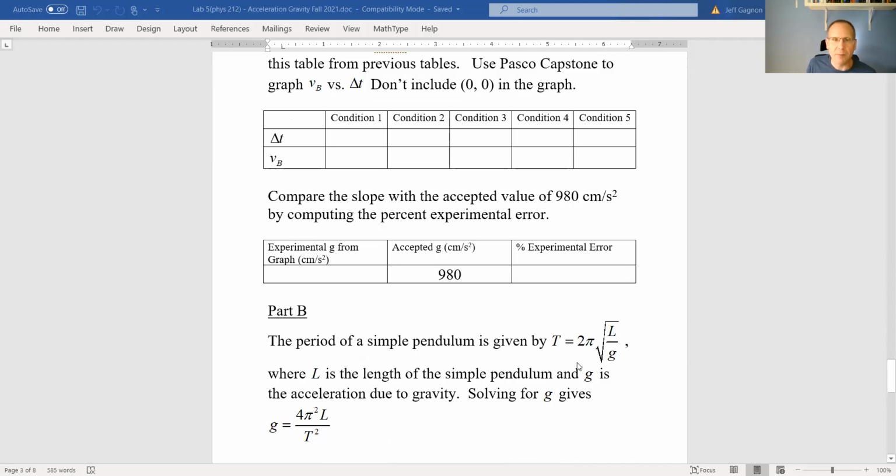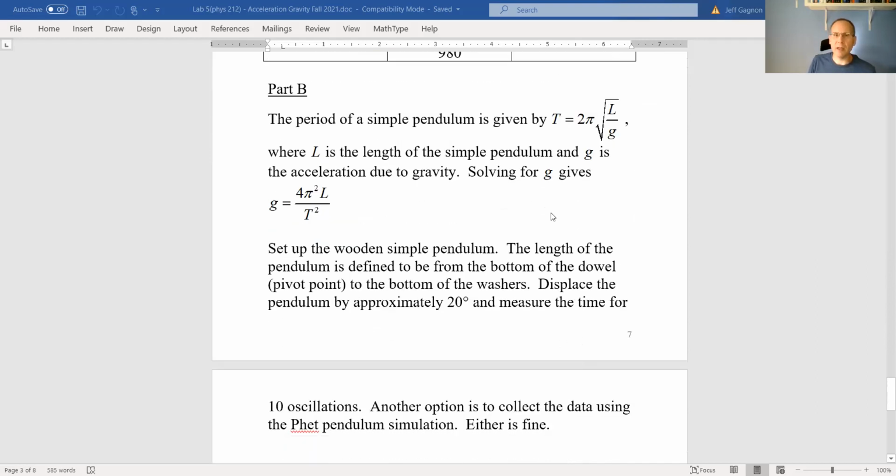Okay, now there's one other way that we can find g, or at least that we're going to do in this lab, and that's by using a simple pendulum. It turns out that the period, remember the period is the time for one oscillation, right? If you start on one side, release it, the time it takes to go to the other side and come back is the period, T. Well, that's related to the length of the simple pendulum and g, the acceleration due to gravity. In fact, the formula for the period is 2 pi times the square root of L over g.